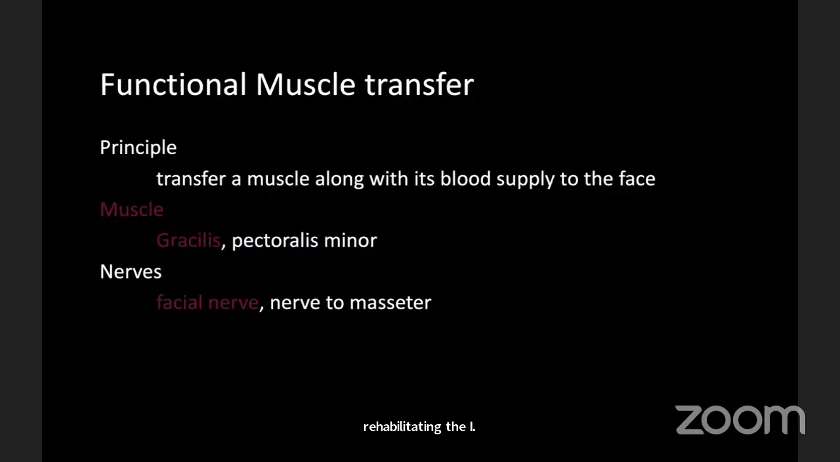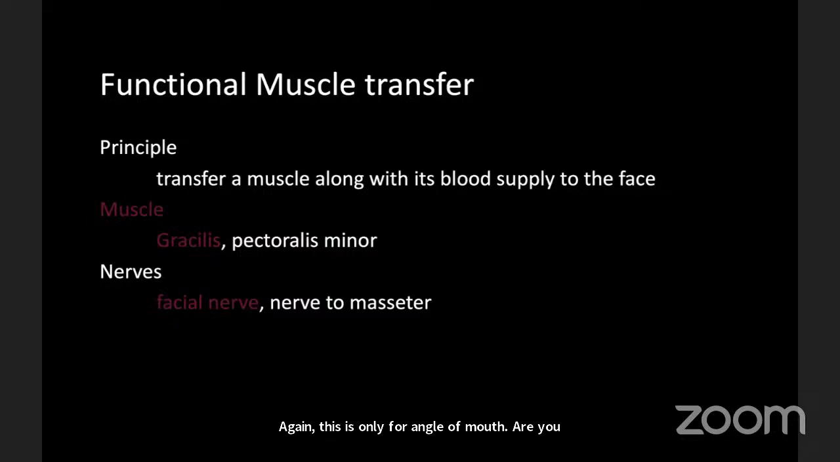So there's something called functional muscle transfers. What we do is we take a gracilis muscle from the leg along with its blood supply and nerve supply, and then we suture it between the temporoparietal fascia and the angle of mouth. Again, this is only for angle of mouth. It's a free functioning muscle transfer.